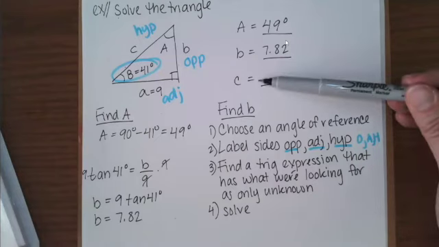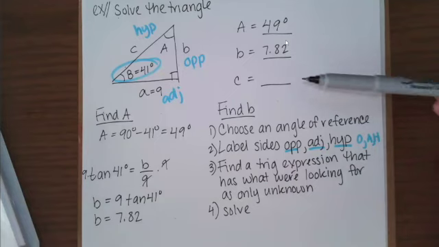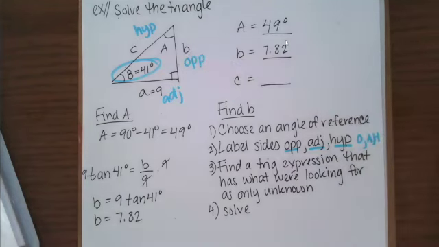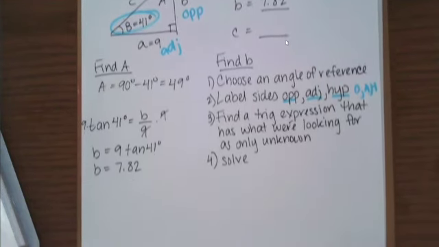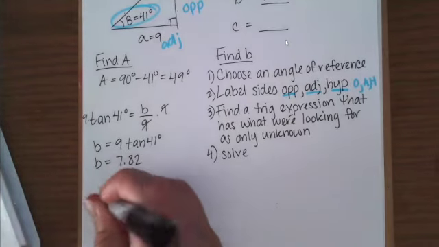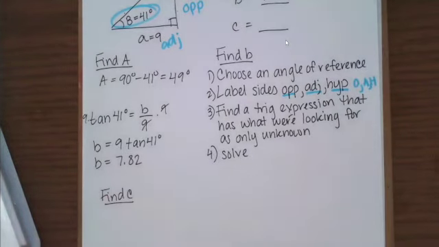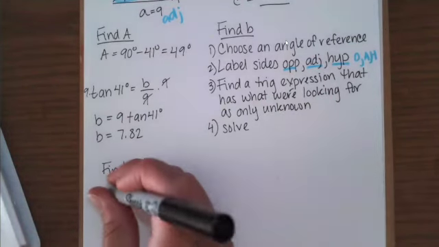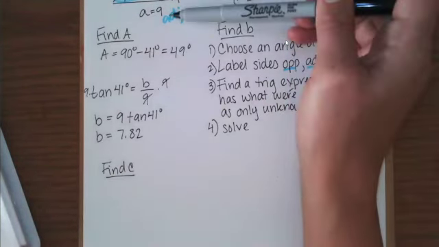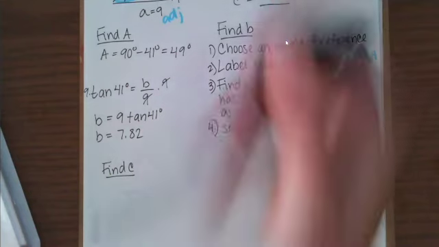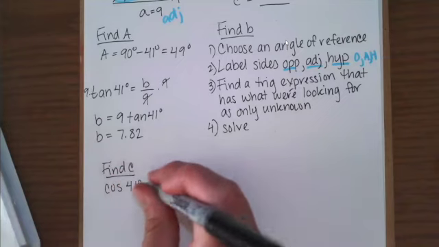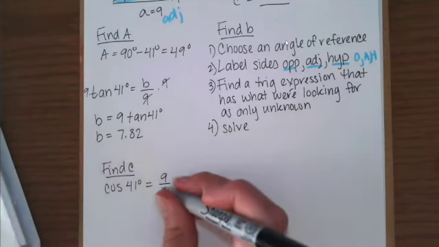Okay, next up, we want to find side C. Of course, we know Pythagorean theorem, a squared plus b squared is equal to c squared, so we could use that. But since we're working with these right triangles in a different way now, let's go ahead and use trig. So let's find side C. What we want to do is set up a trig expression that has C as our only unknown. So we look at C and then the given was A, so that's adjacent and hypotenuse. So I have cosine of 41 degrees is equal to adjacent, which is 9, over the hypotenuse, which is side C.